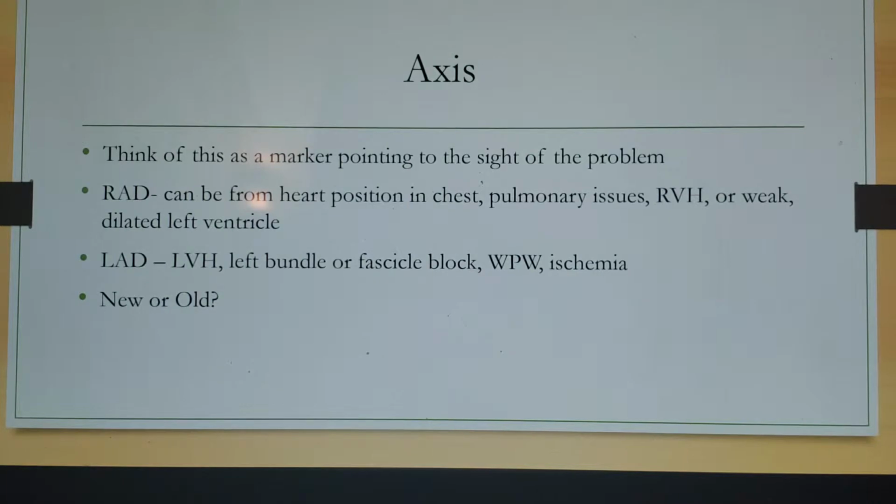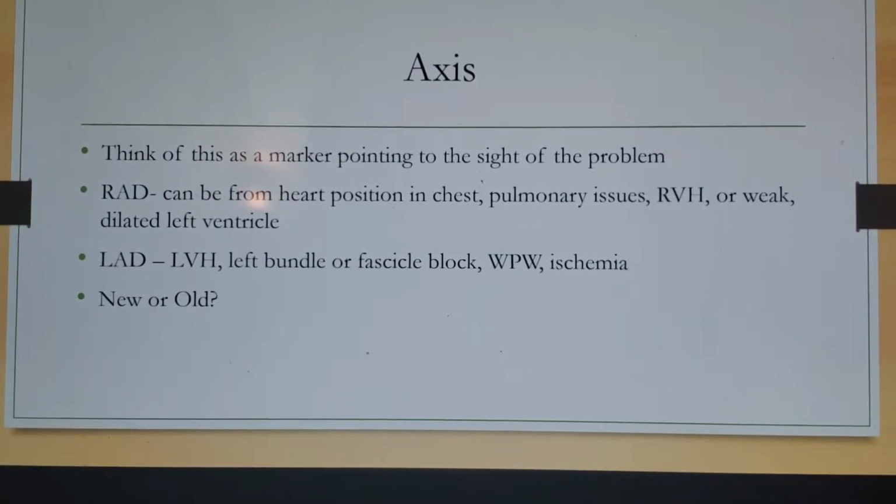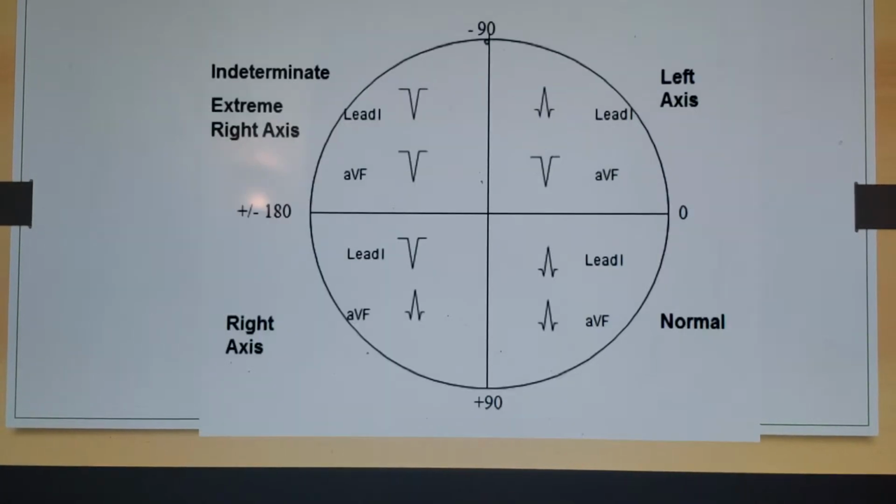Basically your axis. You want to think of it as a marker pointing to the side of the problem. In right axis deviation, it can be from heart position in the chest, pulmonary issues, right ventricular hypertrophy, or a weak dilated left ventricle. And then with your LAD, left axis deviation, you've got LVH, your left bundle or fascicle block, Wolff Parkinson White, or ischemia. So really what I think of it is right axis deviation is from the pulmonary side of the heart, left axis deviation is from your aortic and your stronger left side of the heart. And it's really important to know if that's a new versus old phenomenon.